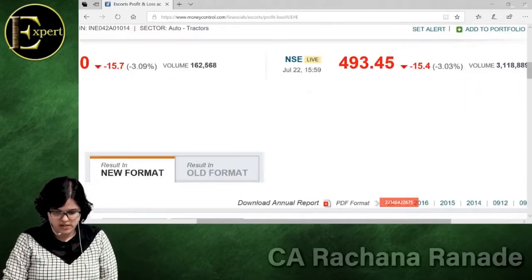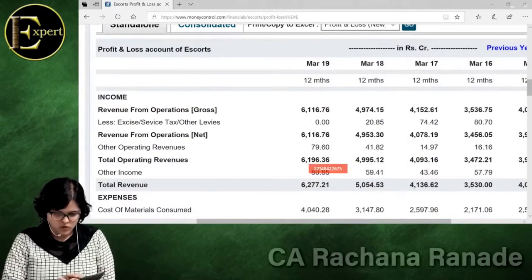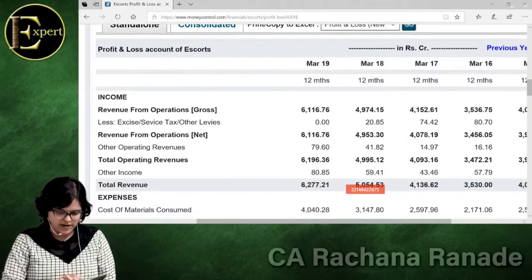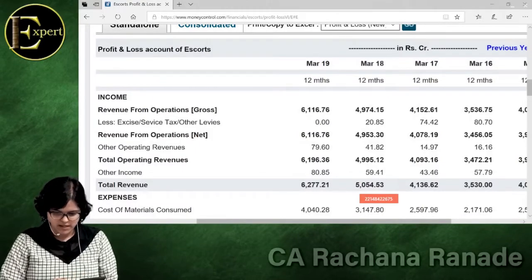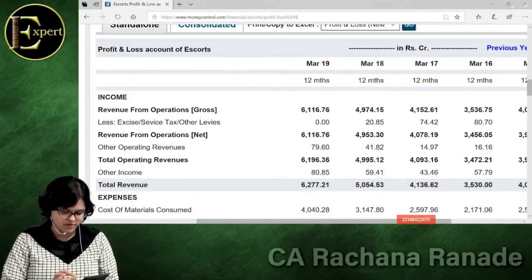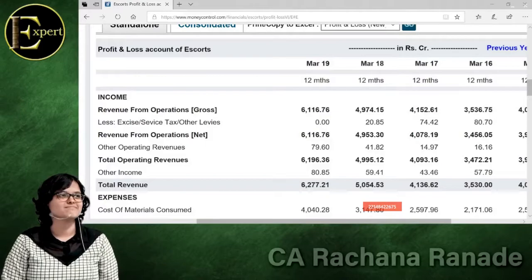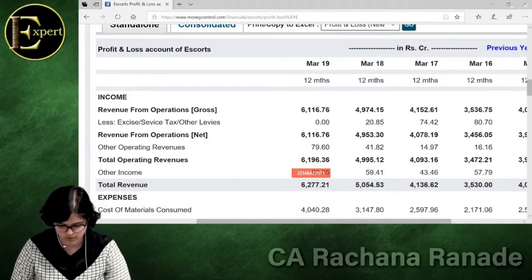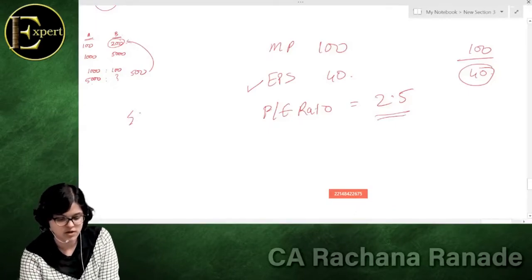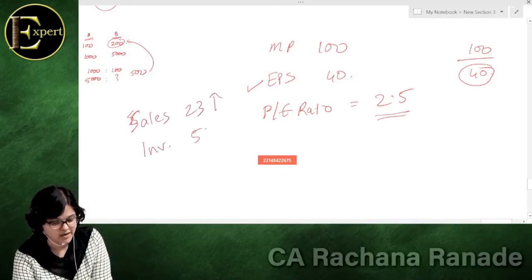Okay, so we'll also check quickly the percentage increase in sale. So how will we check it? 6116.76 minus 4974.15, divided by 4974.15. Sales has gone up by 23%. Getting it? Sales has gone up by 23%. I'll put it down for you on the screen so that you can visualize. Sales has gone up by 23%, but inventory has gone up by 51%.